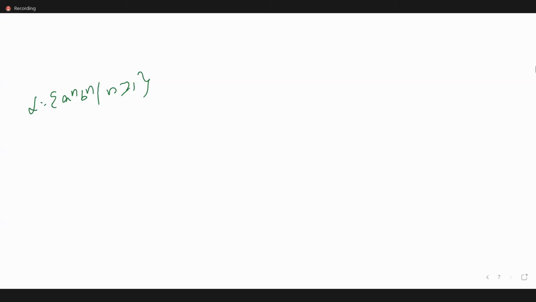All of you try it. Can we construct a finite automata for this language? Please think and respond. Can we construct a finite automata for this language?